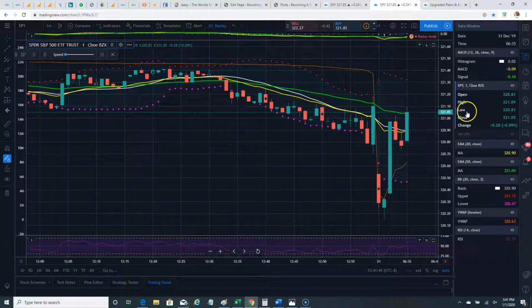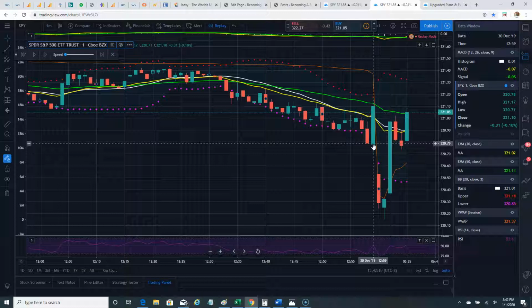So as I move the cursor, it updates automatically. Just pay attention to this area while I am idle on this candle. We open at 320.78. The high of that candle was 321.17. The low was 320.71, and the close was 321.10 on December 30th.